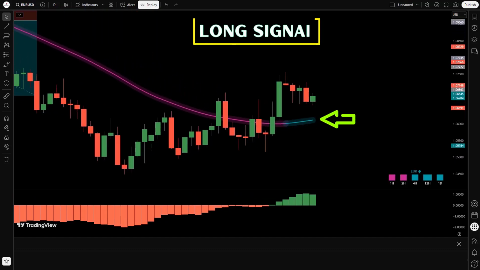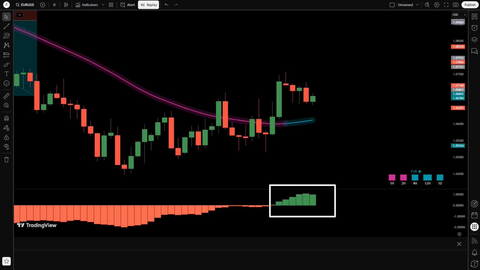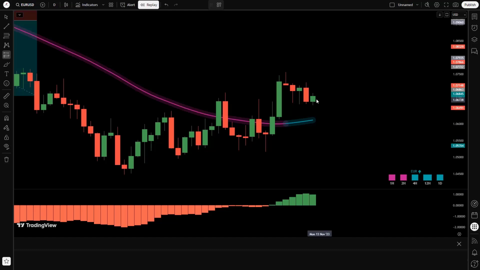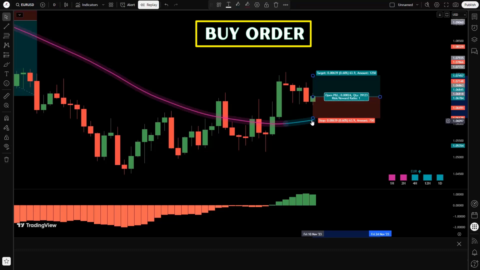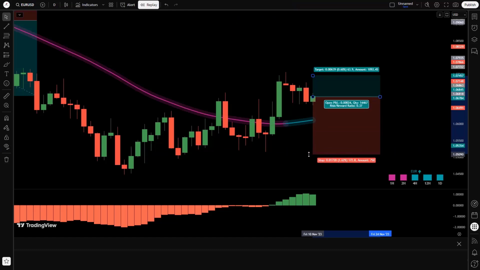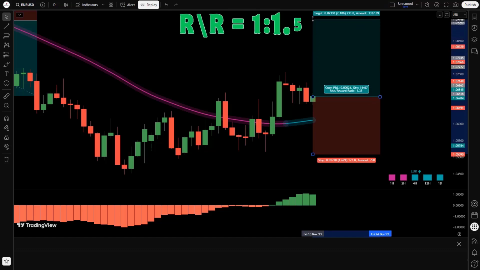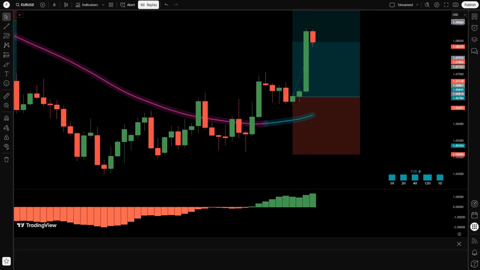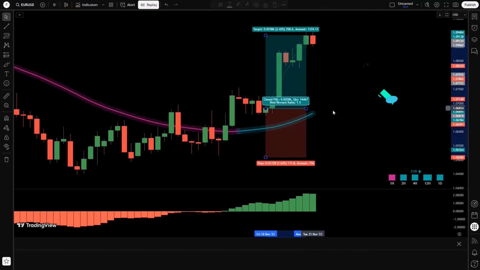When Two Poles Trend Finder indicator has given buy signal, Elliott Wave Oscillator indicator has created green histogram. And market creates bullish candle, so all these conditions are met, then we have to take buy order. And our stop loss should be placed at previous low of the market. And risk-reward ratio will be 1:1.5. Let's see what happens to our trade. We have won the trade.